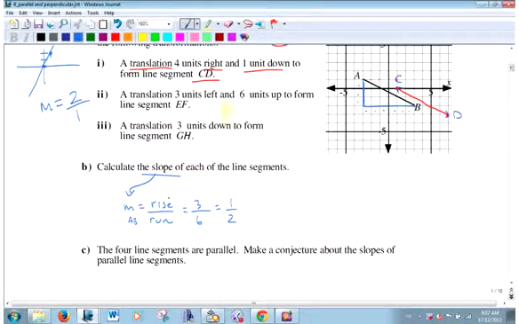Okay, so that's that one. Let's look at CD. The slope of CD, what do we expect if they're parallel? Do they kind of look like they would have the same slope? Yes, they kind of do. Well, let's check it out. This is 1, 2, 3 over 1, 2, 3, 4, 5, 6. Hey, what do you know? It's the same thing, okay?